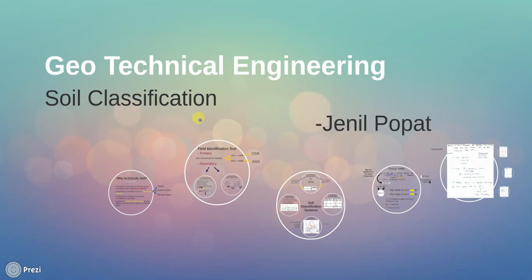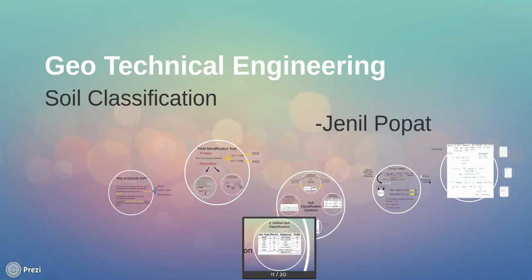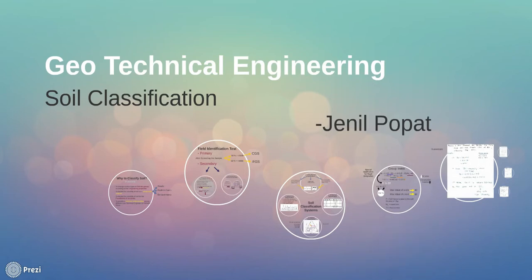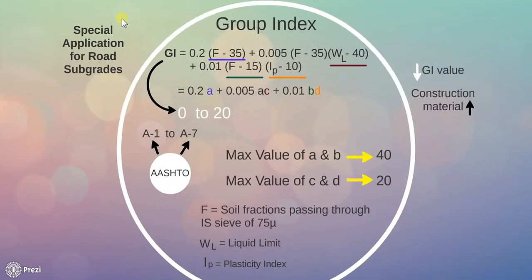In the previous two videos, we have seen why we should classify the soil, how we should classify the soil, as well as field classification of the soil and different soil classification systems. Let us go further now. Group Index. It is denoted as GI.